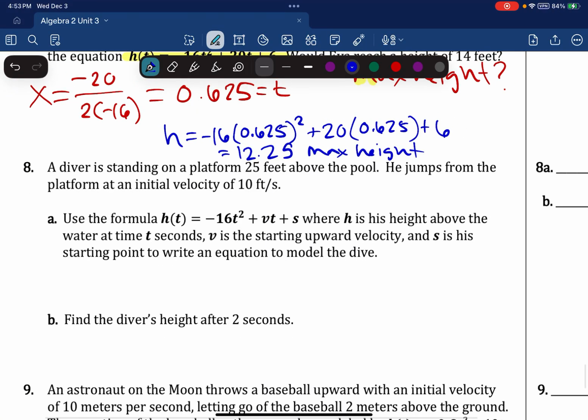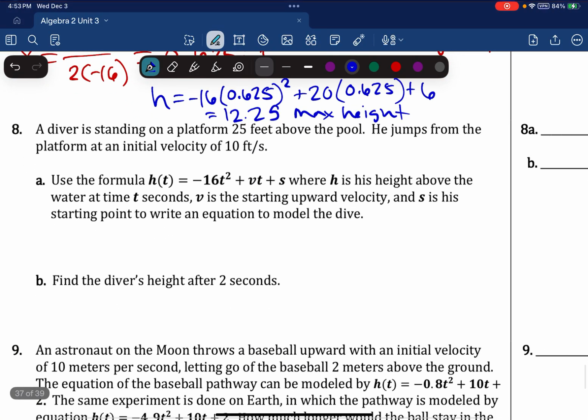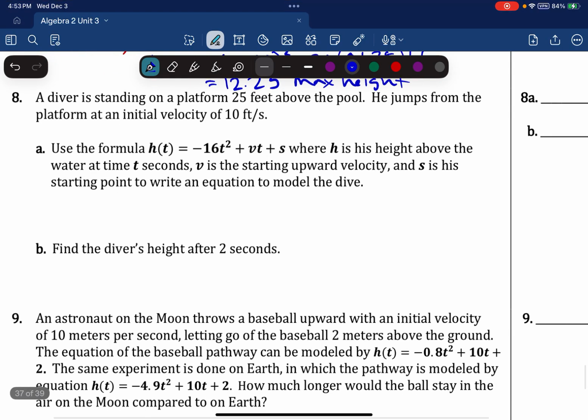All right, a diver is standing on a platform 25 feet above the pool. He jumps from the platform at an initial velocity of 10 feet per second. We're going to use this formula, where h is height and t is seconds, and v is the starting upward velocity. We have an extra variable, and s is the starting point. To write an equation to model the dive, I don't like the way that's worded.